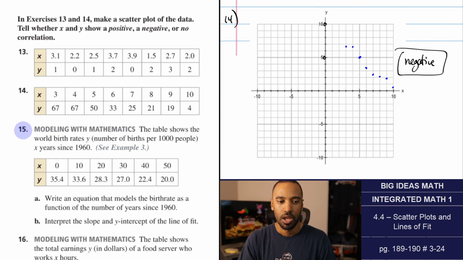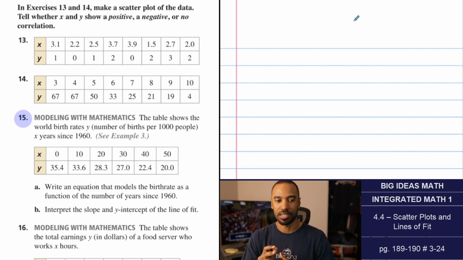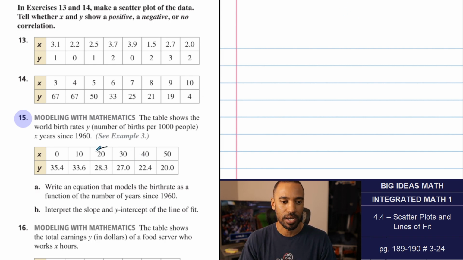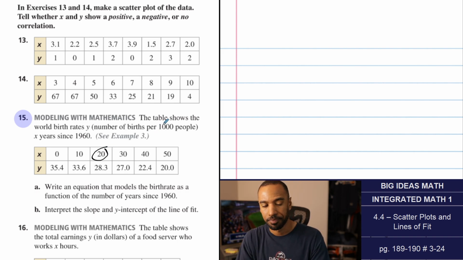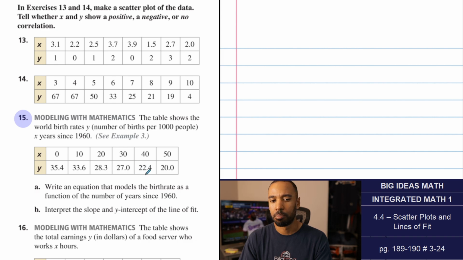But okay, number 15, modeling with mathematics. Now we have context. The table shows the world birth rates Y, number of births per 1,000 people, X years since 1960. So when it shows X is 20, that means that's the year 1980. When it shows 22.4, that's 22.4 births per 1,000 people. Let's see if we can interpret that stuff in a bit.